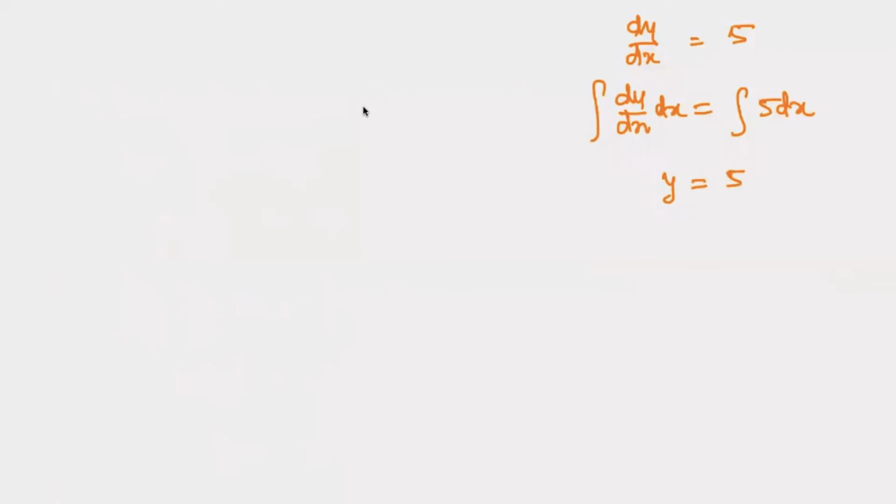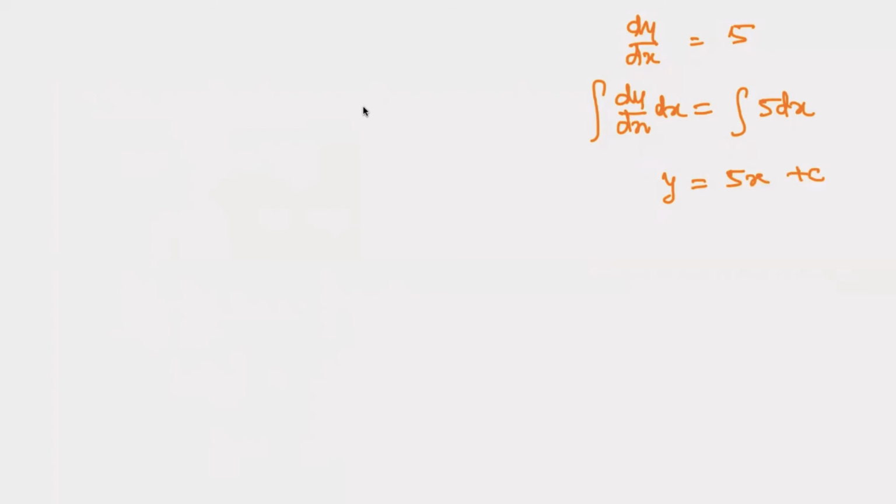Let's suppose you have dy by dx equals 5. Okay. Now, this is a differential equation. Separating dy by dx, integrating both sides, and this is the integration of 5 dx. So we get y is equal to 5x.